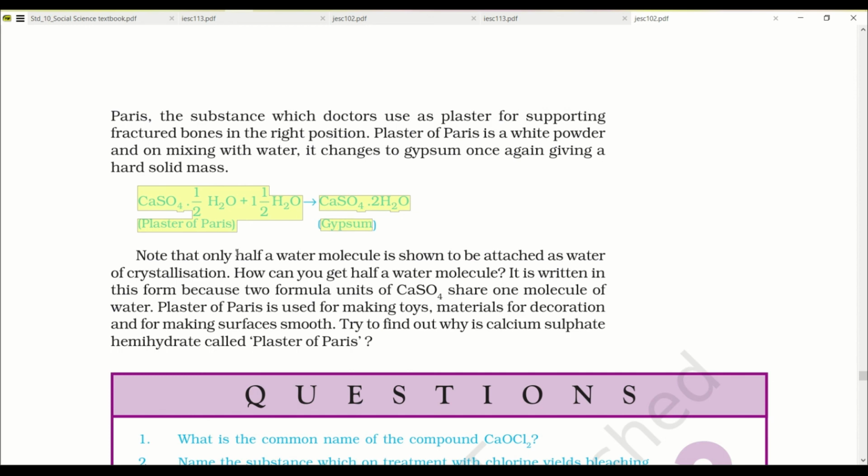Note that only half a water molecule is shown to be attached as water of crystallization. It is written in this form because 2 formula units of CaSO4 share one molecule of water. Plaster of Paris is used for making toys, material for decoration, and for making surfaces smooth.